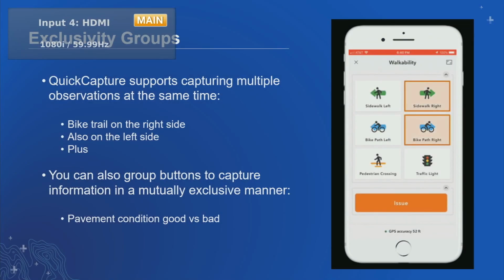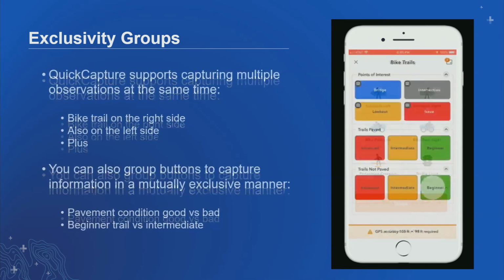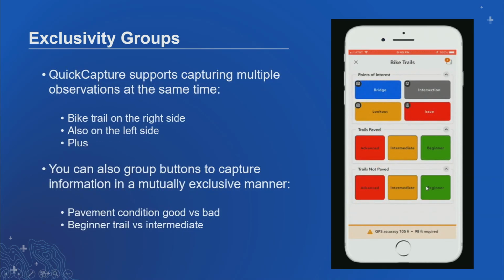Exclusivity groups. You saw before that you can configure your polyline and polygon buttons to capture multiple features at once. That makes sense: pavement condition, guardrail on the right, guardrail on the left. I could be capturing the 3 of them as I move along. But in some cases, you don't want to do that. Like in this case, the trail is either paved or not paved. The trail is either beginner or intermediate.